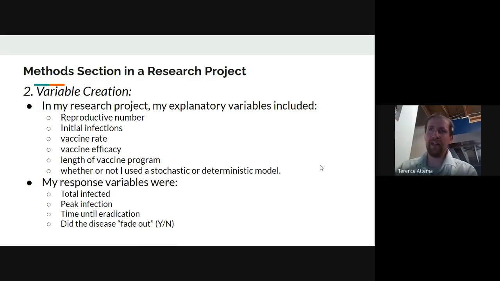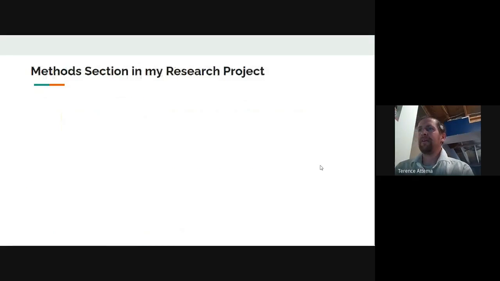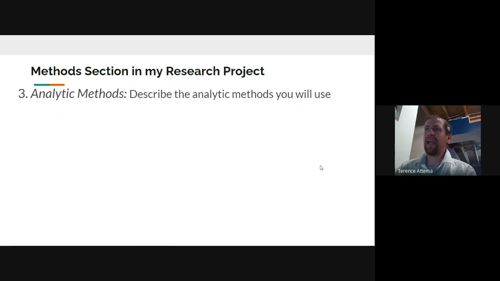Those are different things I looked at, and I ran multiple simulations and multiple simulation sets to answer different relationships between these. Don't worry, you only need one explanatory and one response, and some of you might go a little further than that, depending on what you have, but most of you only have one of each. And so that's the second thing, variable creation. So collect your data, figure out what your variables actually are, and then once you've collected the data and got your variables set up, how are you going to analyze those variables?